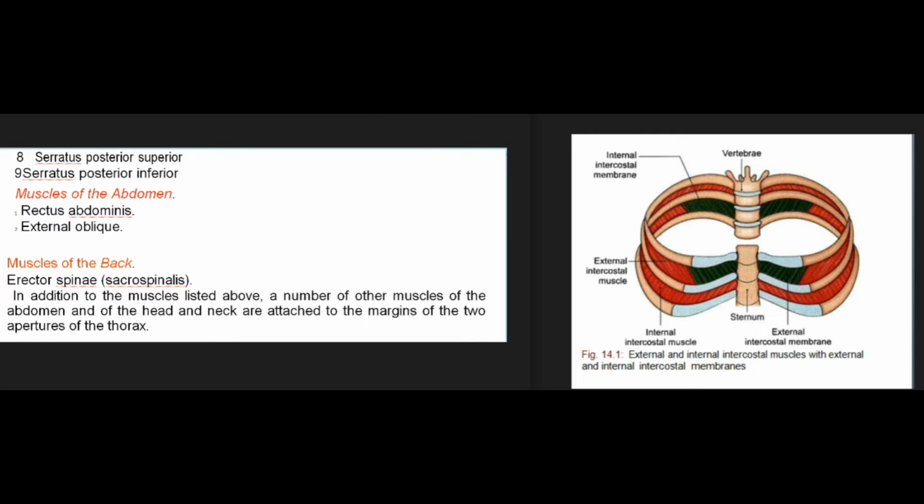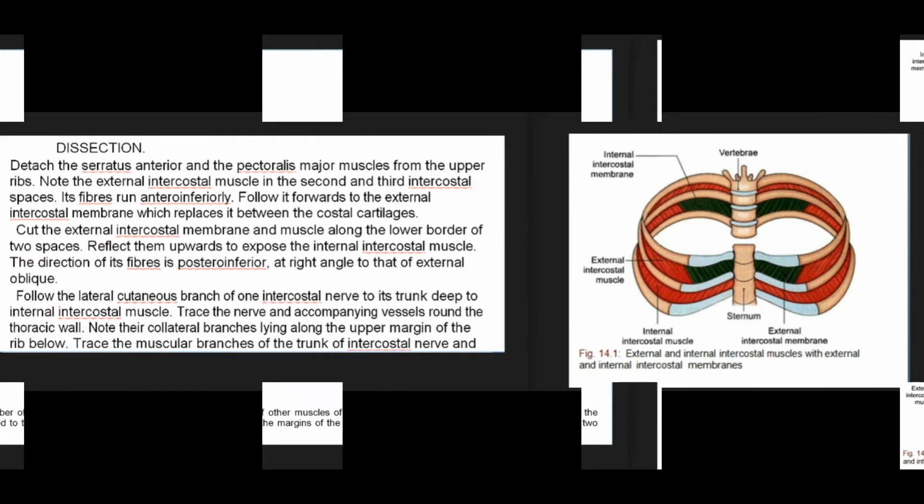Muscles of the abdomen. 1. Rectus abdominis. 2. External oblique. Muscles of the back. Erector spinae, sacrospinalis. In addition to the muscles listed above, a number of other muscles of the abdomen and of the head and neck are attached to the margins of the 2 apertures of the thorax.